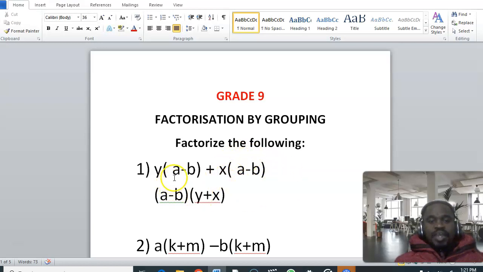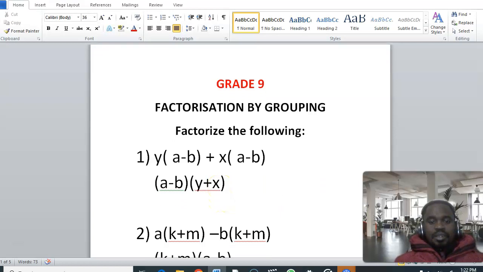See that we have a minus b here, a minus b here. They are like terms, so you write it once. So you see that because they are like terms, a minus b, I've written it here. Alright, then you bring the bracket. Since they are like terms, we are going to have this what? y plus x. So easy.